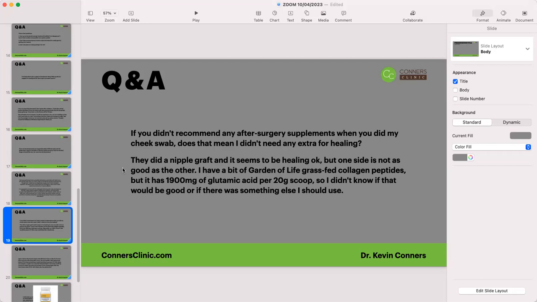So let me finish the question here, because they did a nipple graft and it seems to be healing okay, but one side is not as good as the other. I have a bit of Garden of Life grass-fed collagen peptides, but it has 1900 milligrams of glutamic acid per 20 gram scoop. So I didn't know if that'd be good or not, or is there something else I could use?